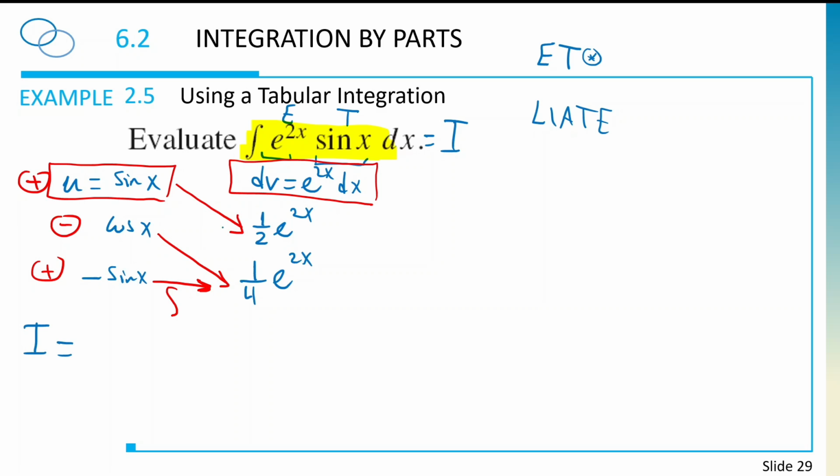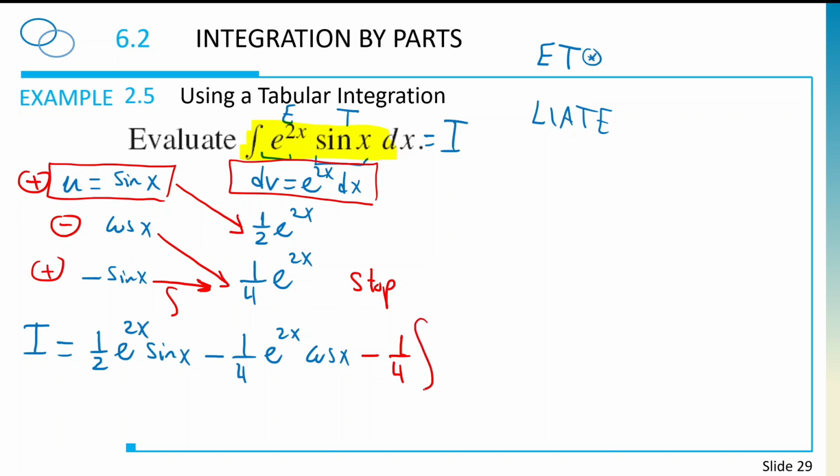So I is equal to the multiplication of these two. So it's half e to the power of 2x sine x. The other two, negative 1 over 4 e to the power of 2x cosine x. Now with this step where I need to stop, okay, this is a stop. Where I need to stop, I write it as what? Okay, negative positive, so it's negative 1 over 4. I'll keep the coefficient outside. The integration of e to the power of 2x sine of x dx.